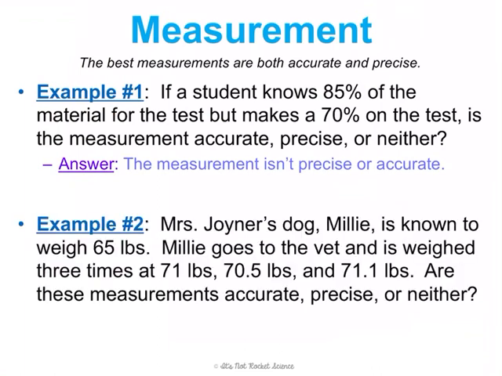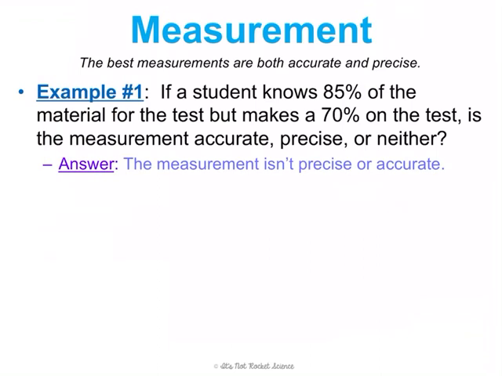Right, so let's think through that. So they know 85% of the material, right? So for it to be accurate, they would need to know really 100% of the material, right? And it's not precise because they've only got 70% instead of that 85 in which they know.